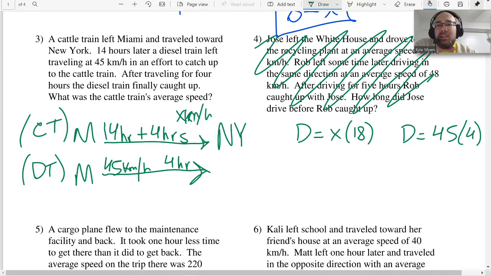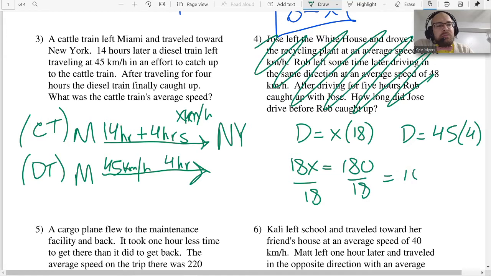The distances are going to be the same because it says after traveling for 4 hours, the diesel train finally caught up. That means that they're at the same place. So the distances are the same. So 18x, we're going to set them equal to each other. 18x equals, what's 45 times 4? Well, you double it twice. That's the trick. Double 45, you get 90. Double it again, 180. And then divide both sides by 18.